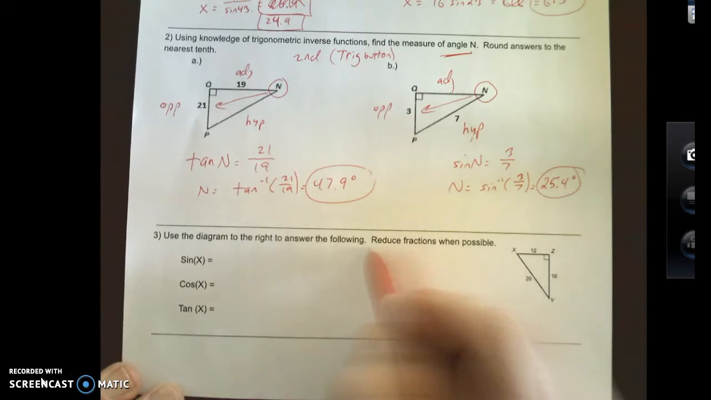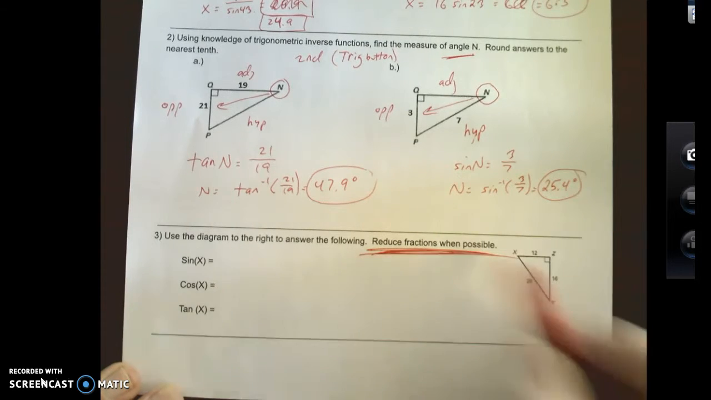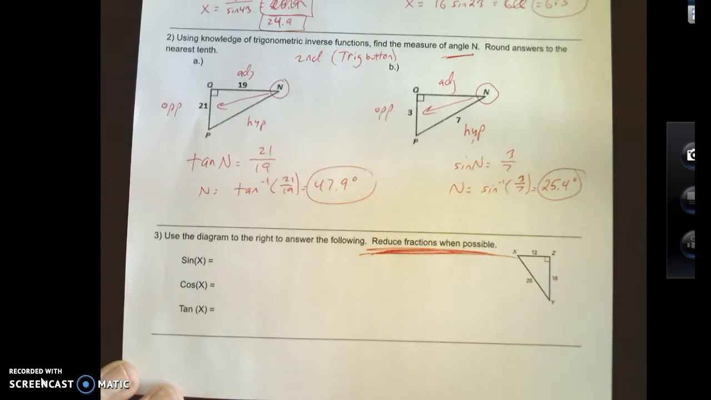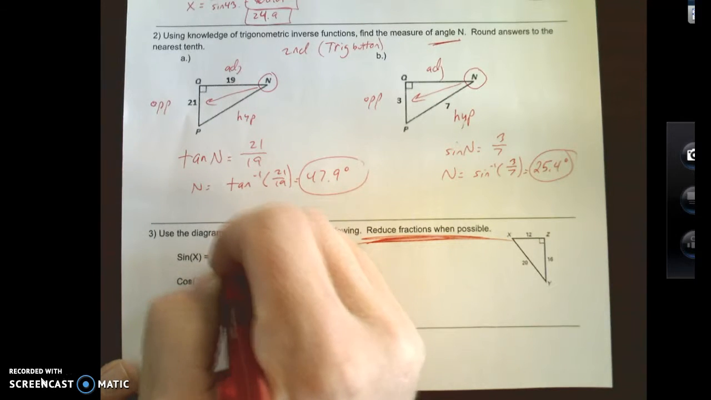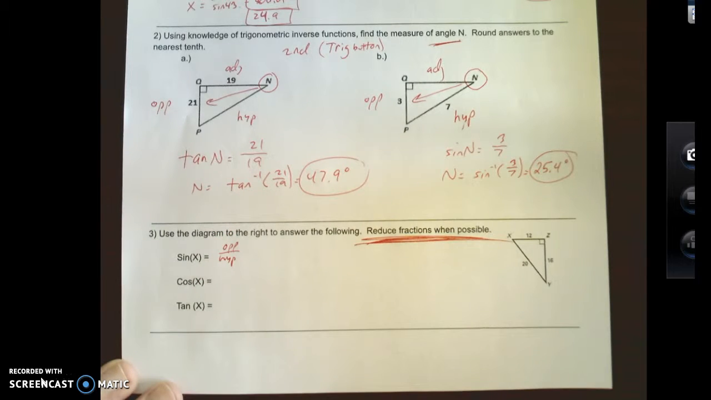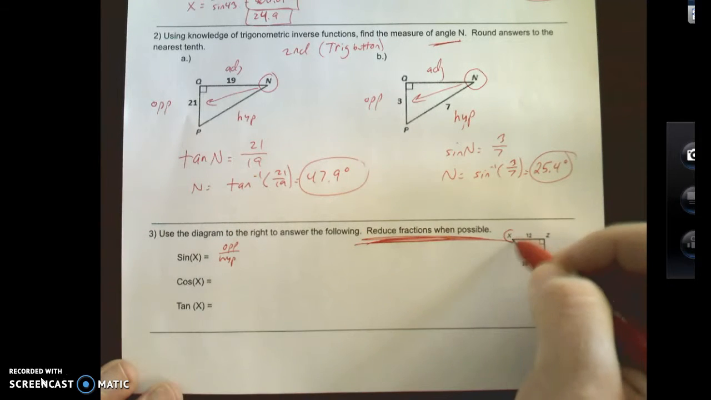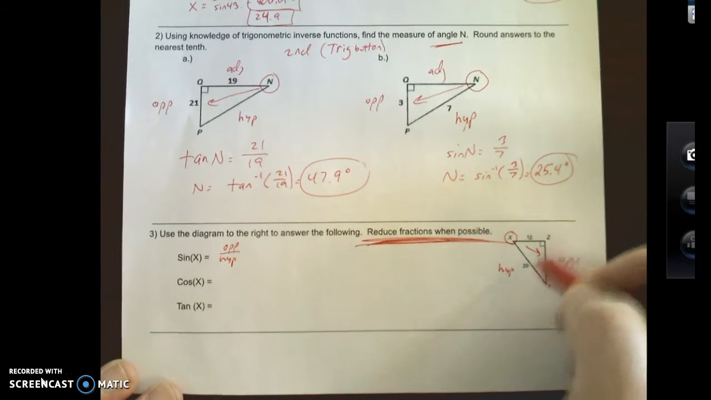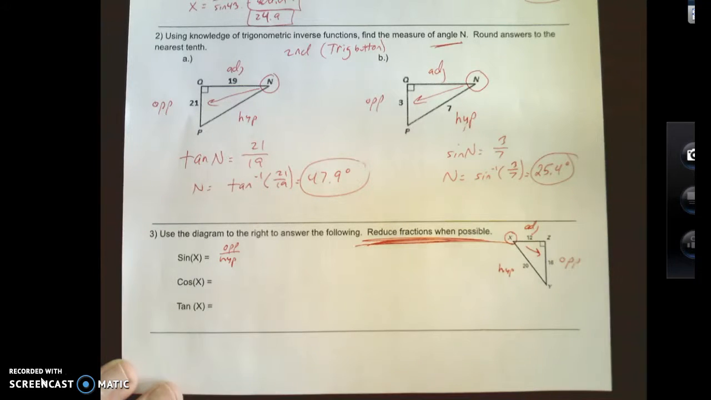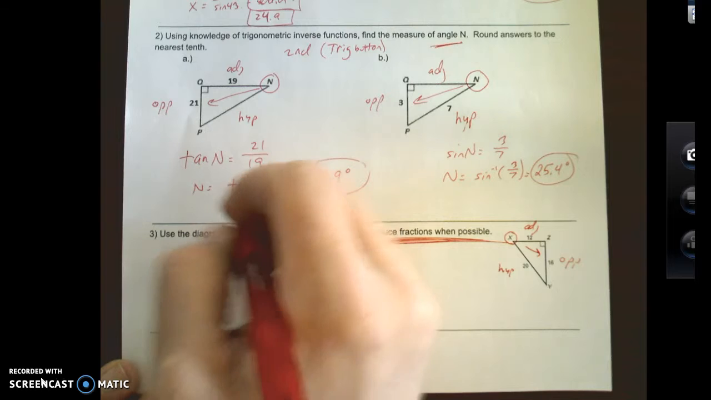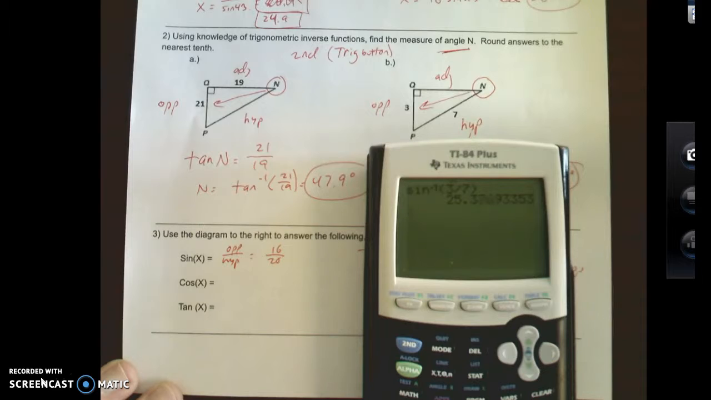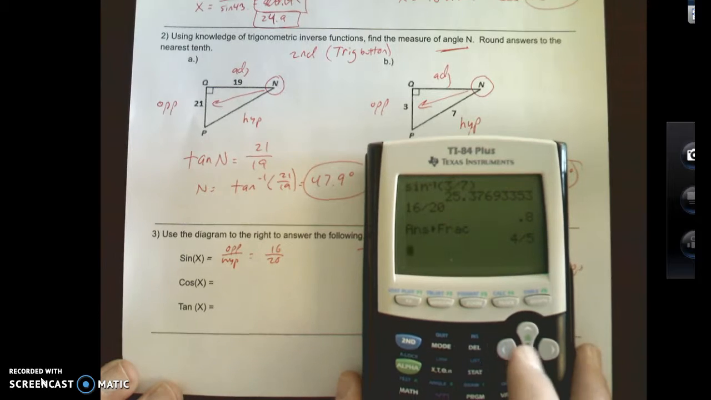Reduce fractions when possible. This is the easiest problem on the entire test. You know how it is when it says reduce fractions, and also it gives you all three sides. Sine is opposite over hypotenuse. So if the angle is x, you circle x. Opposite is across from it. Hypotenuse is across from 90. There's my adjacent. So O over H would be 16/20. Where am I getting those numbers from? Just looking at this picture. And now I can go 16 divided by 20. Math, enter, enter, 4/5.